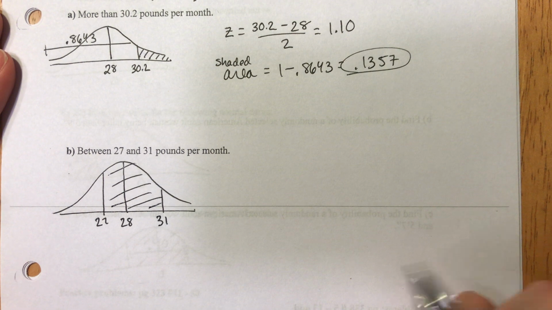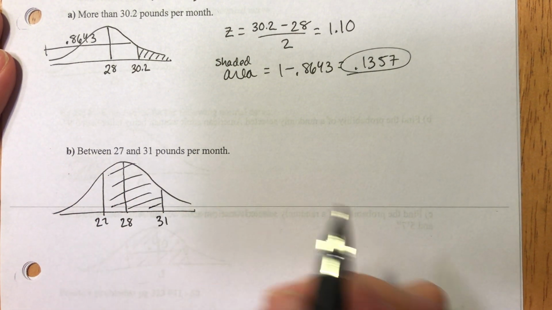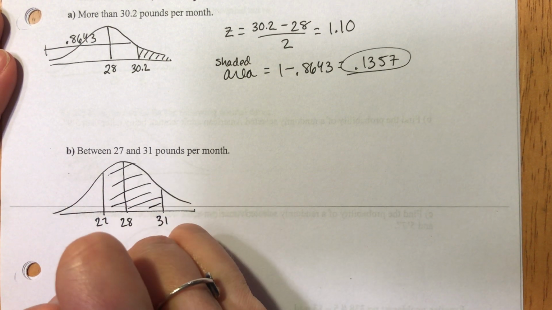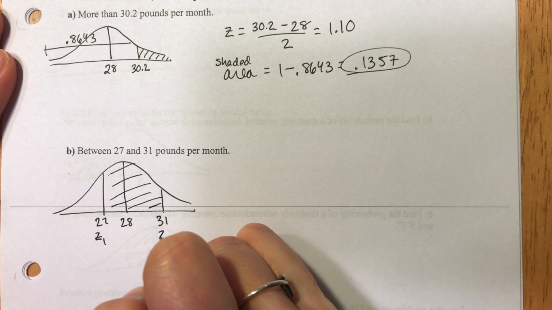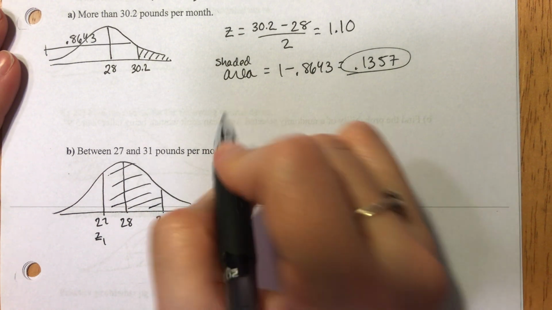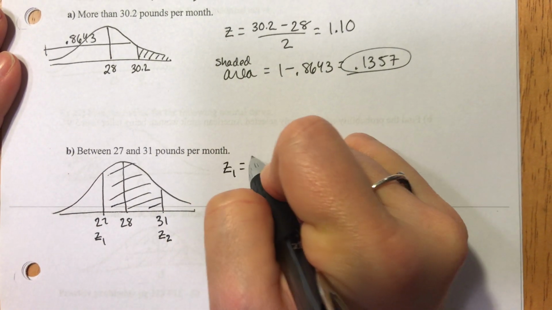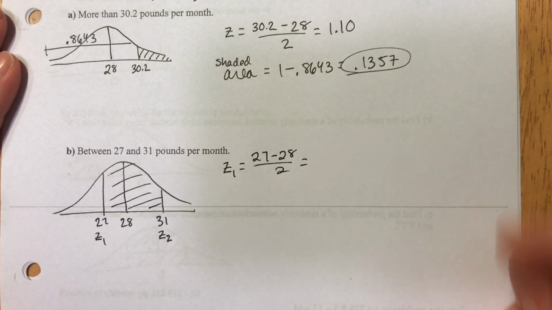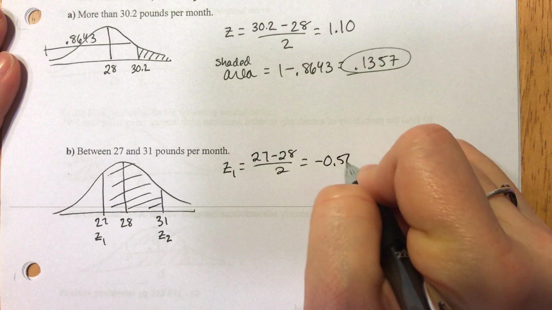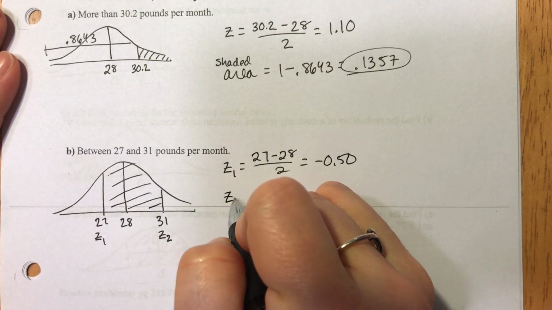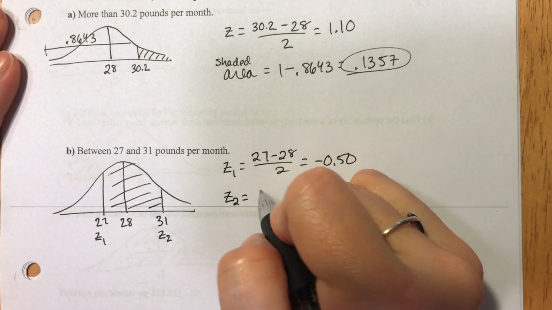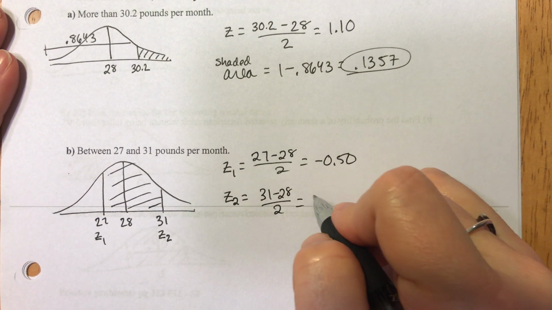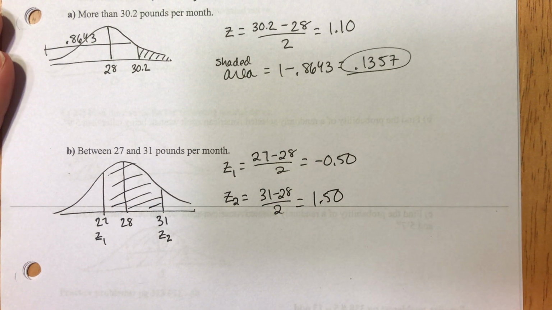All right? Which means that we have two z-scores we need to find this time. Right? We have this z-score, z1, and this z-score, z2. So when I do z1, it's 27 minus 28 over 2, which gives us negative 0.5. And then z2 is equal to 31 minus 28 over 2, which is 3/2, which is 1.50.